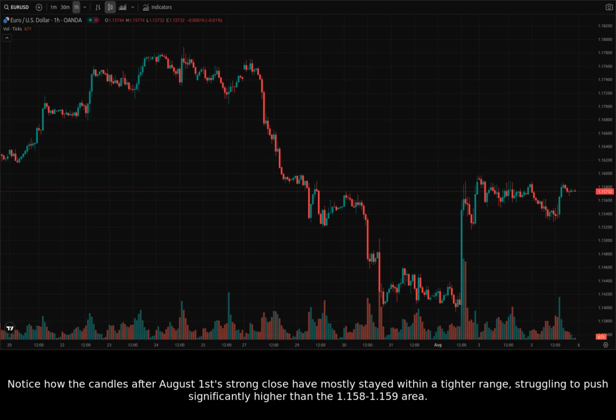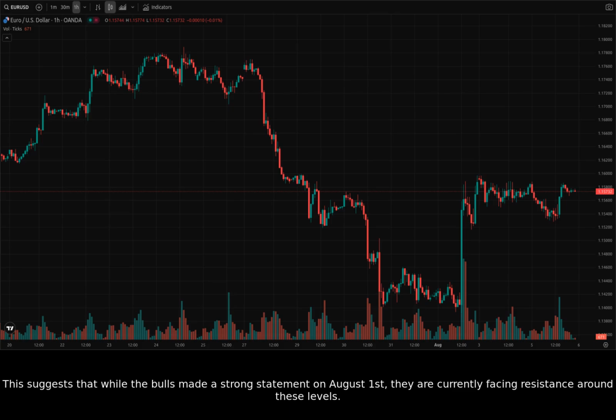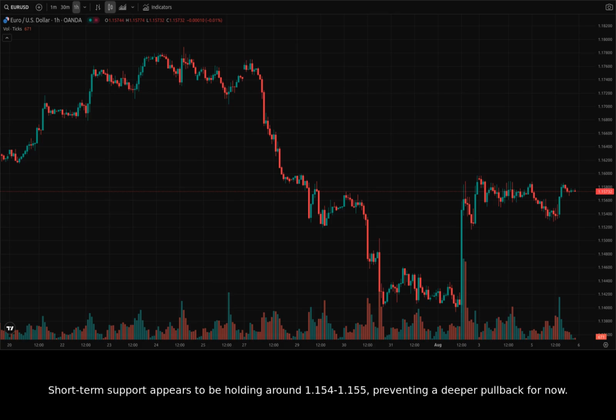Notice how the candles after August 1st's strong close have mostly stayed within a tighter range, struggling to push significantly higher than the 1.158 to 1.159 area. This suggests that while the bulls made a strong statement on August 1st, they are currently facing resistance around these levels. Short-term support appears to be holding around 1.154 to 1.155, preventing a deeper pullback for now. A break below this 1.154 level on the 15-minute or 1-hour chart would signal further short-term weakness. Conversely, a sustained break above 1.159 could indicate a renewed push towards the July highs.